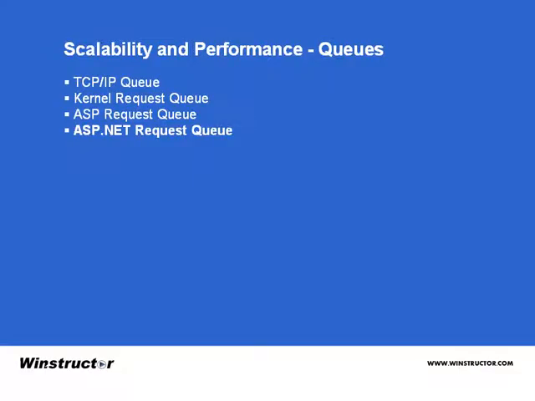Okay, the fourth and final queue type we need to look at here is the ASP.NET Request Queue. Now the ASP.NET Request Queue actually consists of 2 queues, the global queue and the application or virtual directory queue. Now the global queue is managed by the ASP.NET_WP process that runs ASP.NET and is configured in the machine.config file.